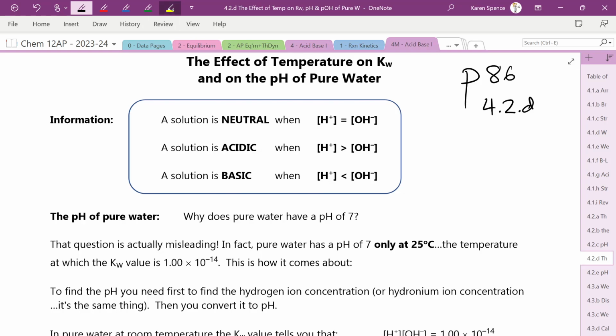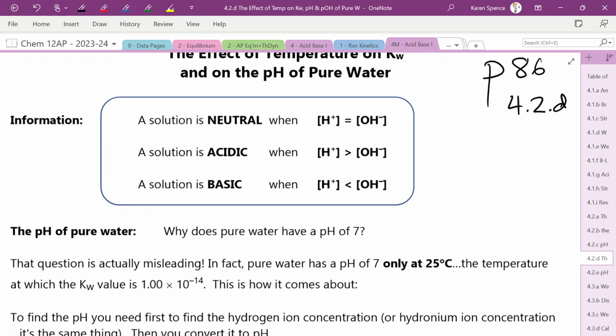Okay, so you need to know that a solution is neutral when hydrogen and hydroxide are equal. A solution is acidic when you have a higher concentration of hydrogen, and a solution is basic when you have a higher concentration of hydroxide. Does that seem clear enough? Pretty straightforward. Okay. Why does water have a pH of 7?